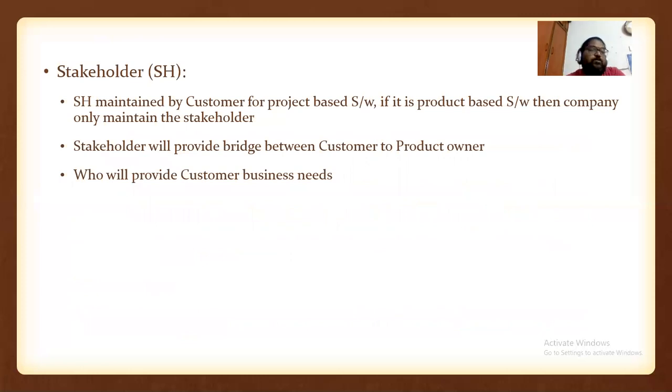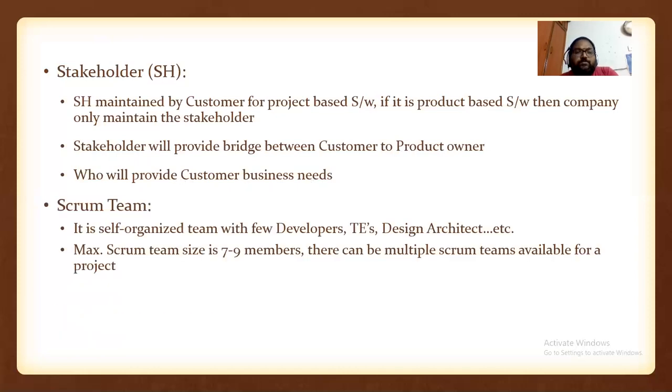Here, different members are going to be there. We have to know about these different persons' roles. The stakeholder, SH: the stakeholder is maintained by the customer for project-based software, who is some technical person. If it is product-based software, then the company itself maintains the stakeholder. Generally, the stakeholder provides a bridge between the customer and your product owner. This is the person who provides the customer's business needs to your product owner.